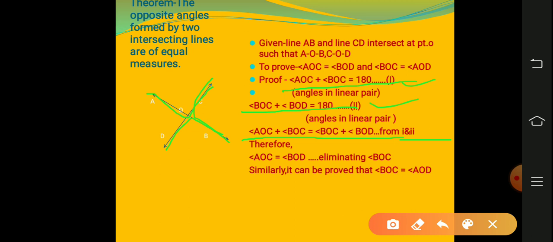Now eliminate the same part. Angle BOC gets cancelled. Then we get angle AOC is equal to angle BOD. Similarly, we can prove that angle BOC is equal to angle AOD. It means that here we prove the statement: the opposite angles formed by two intersecting lines are equal in measure. It is our theorem.